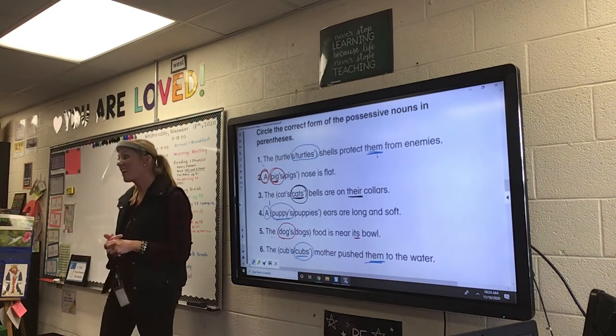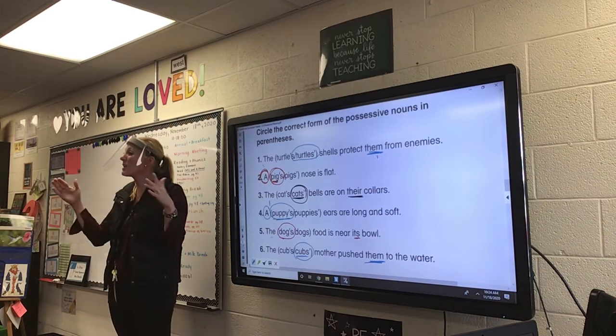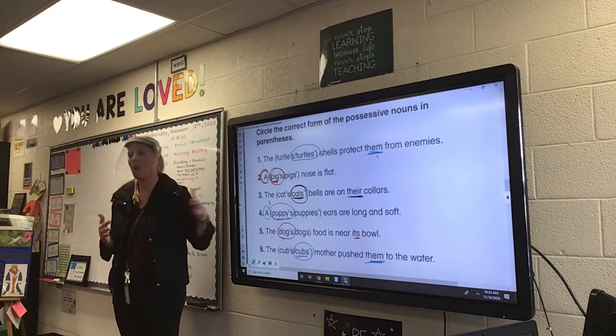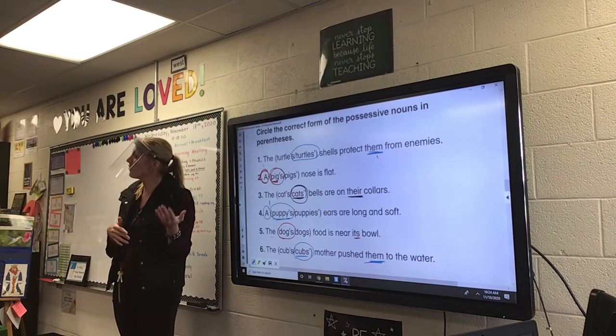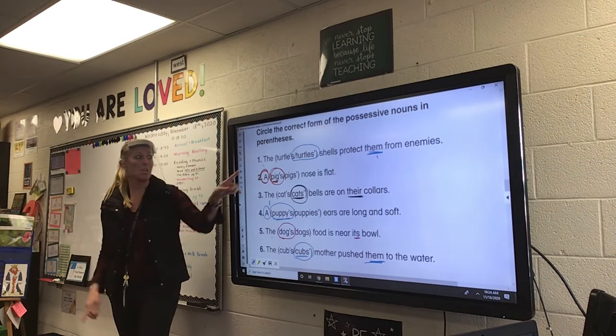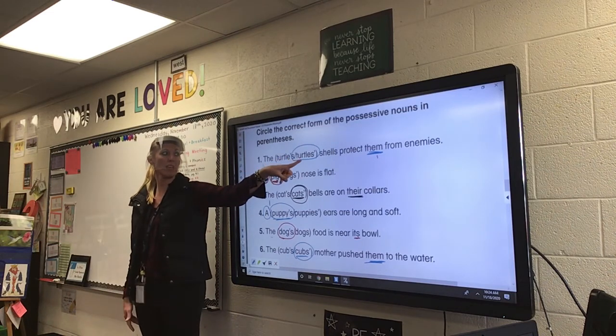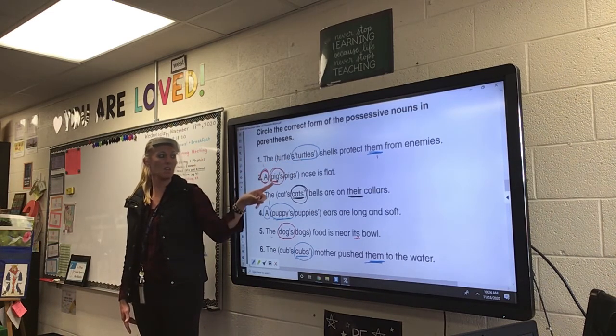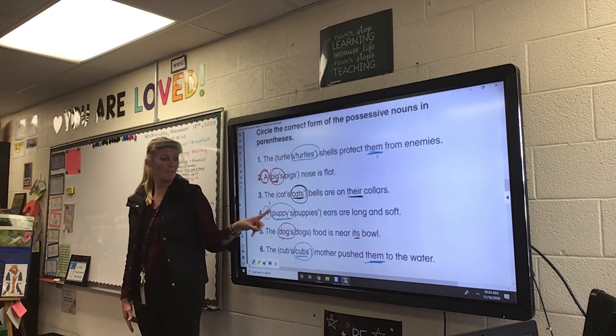Okay, so this is hard. You guys have to look at the words around your noun to figure out, is it plural showing possession or is it singular showing possession? Okay, so make sure, guys, on the first one you should have the second. On the second one you should have the first.